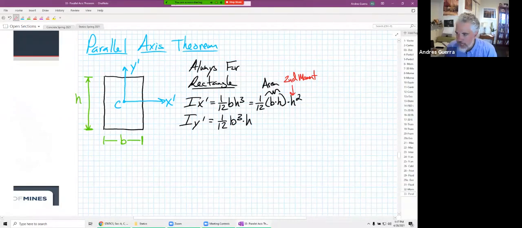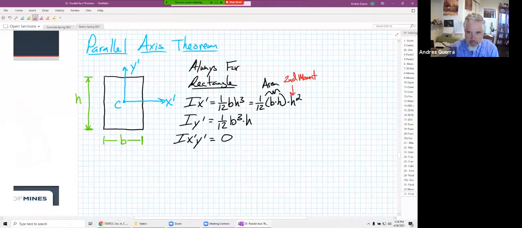Yeah, absolutely. Nice job. I saw a bunch of those show up in the chat. So we can always just take these for a rectangle about its centroid. And so I x prime y prime would be what then? What's I x prime y prime for this rectangle? Anyone? 0, right? Yeah, this is because we have symmetry. And so our I x prime y prime is equal to 0, always for a rectangle.